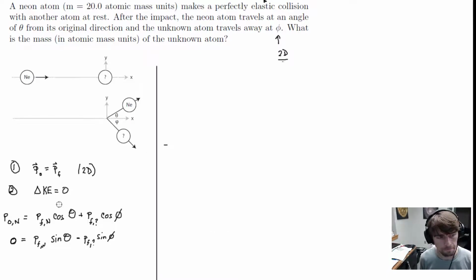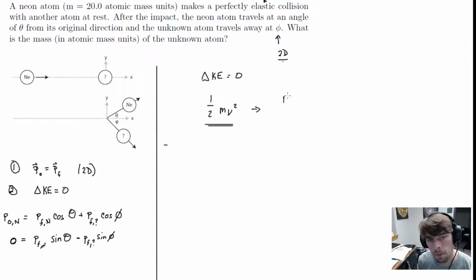Now, last but not least, we have to deal with our kinetic energy. We're going to use the idea that our change in kinetic energy is equal to 0. Here's where I'll be a little bit sneaky. You remember the kinetic energy is 1/2 mv squared. The question I have for you is, instead of expressing this in terms of mass and velocity, can you think of a way of expressing this in terms of momentum?